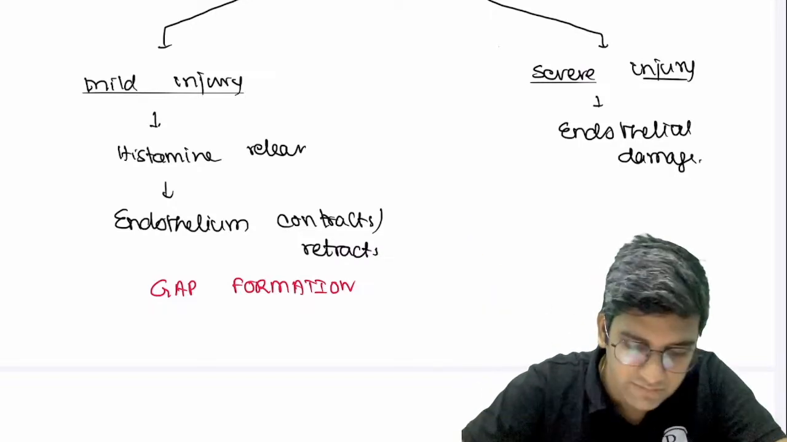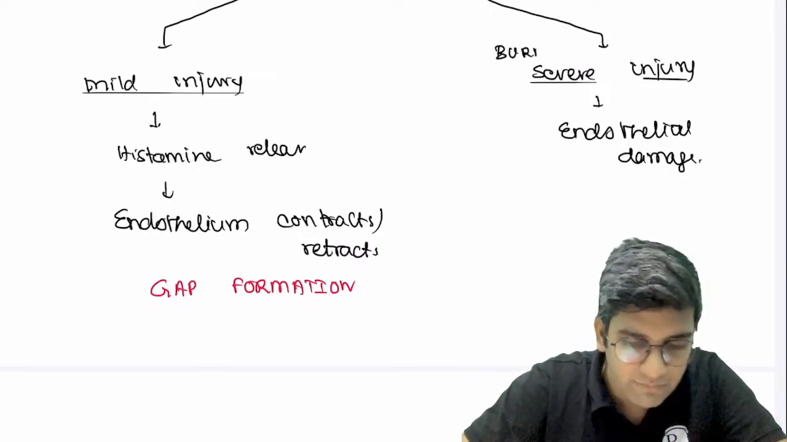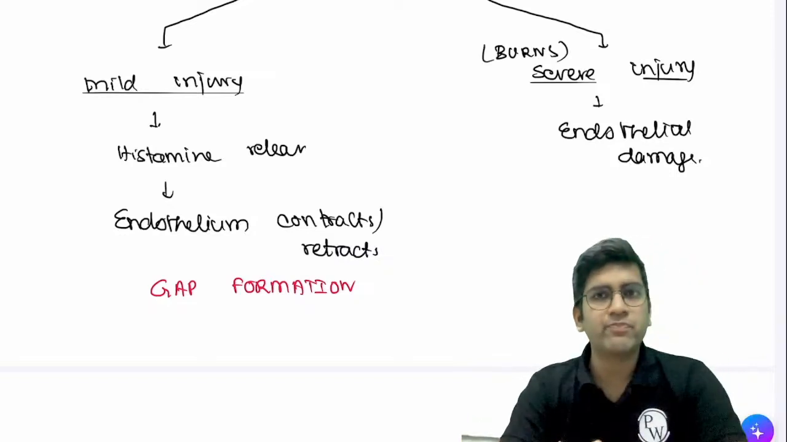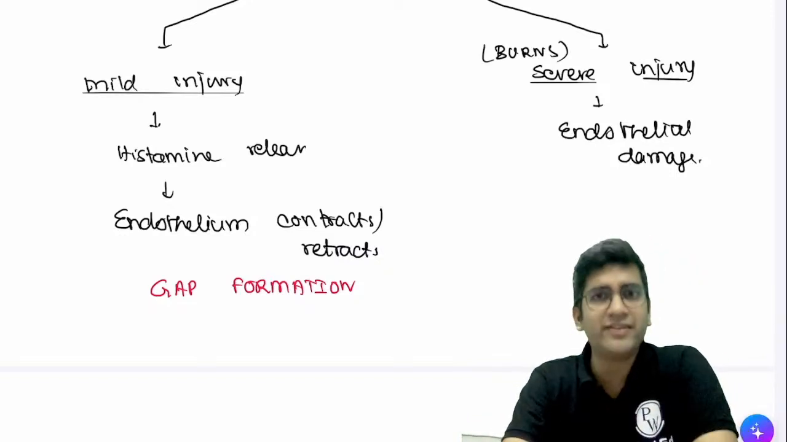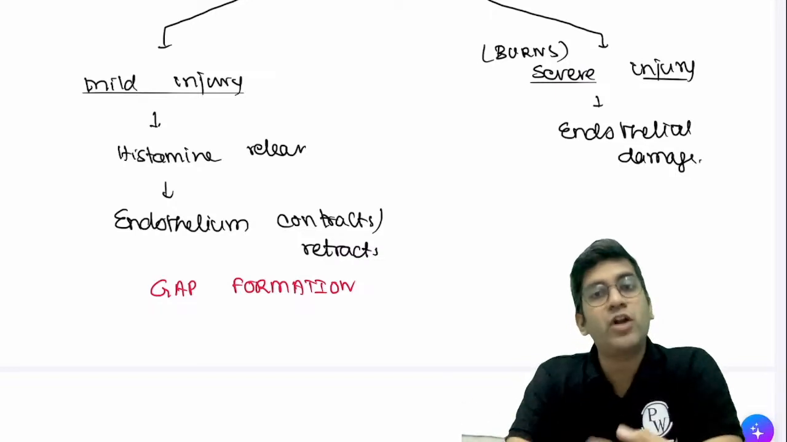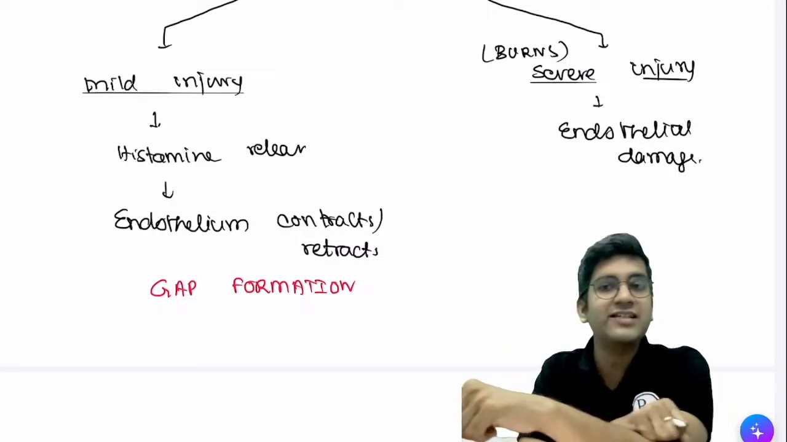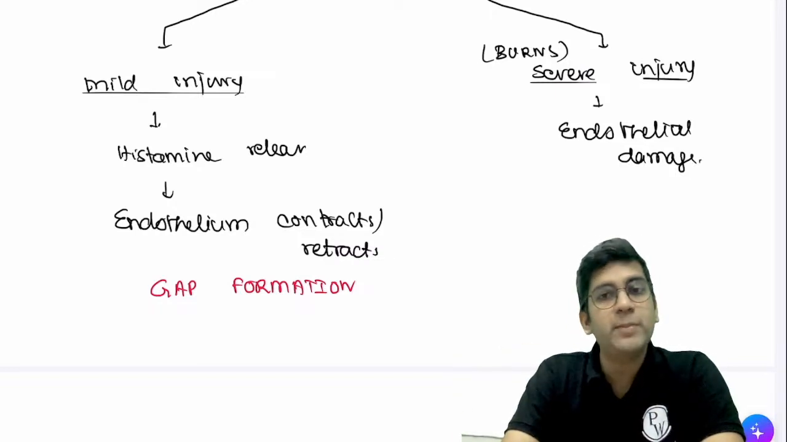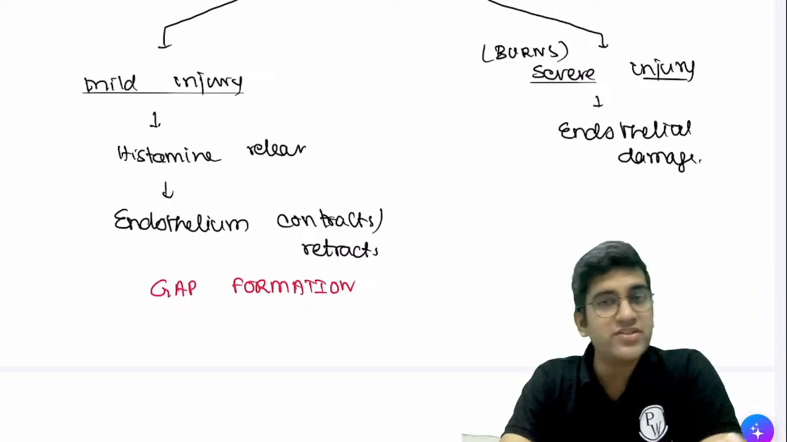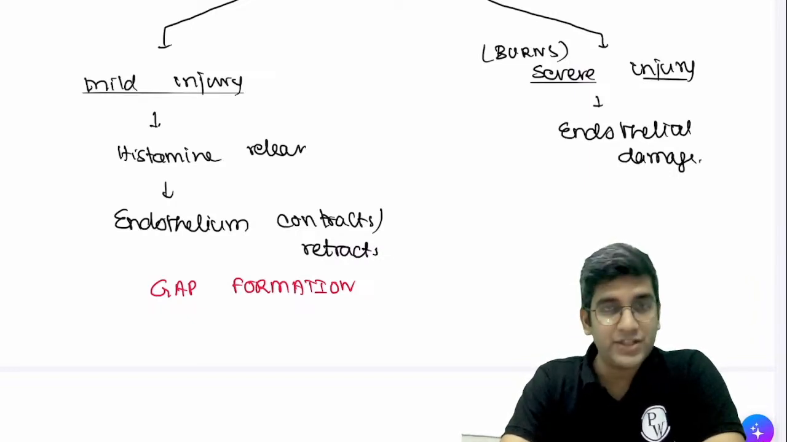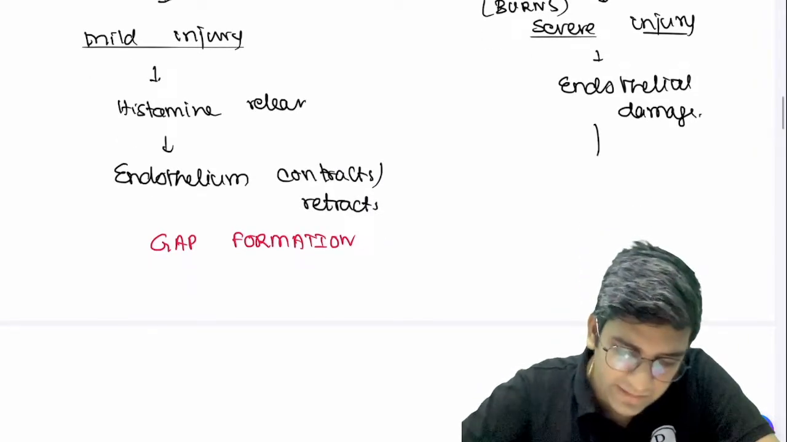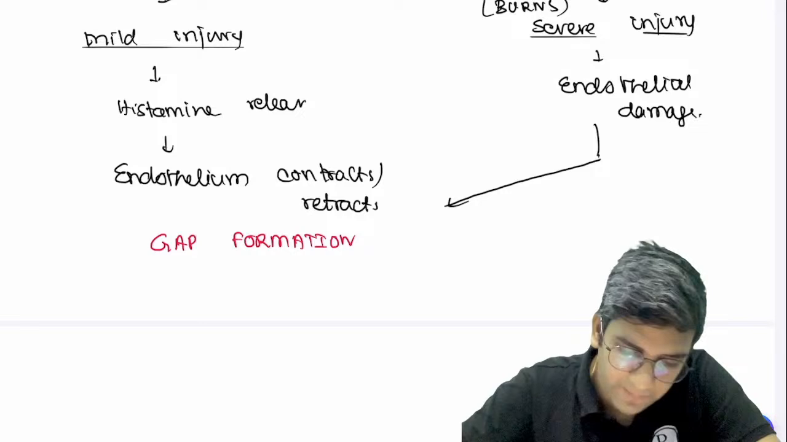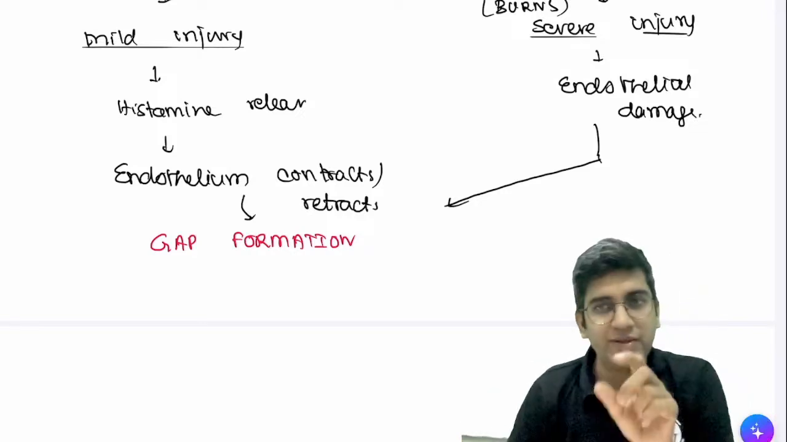An example for it is burns. Can I say burns can easily damage the endothelium? Obviously, a burn can burn my skin, subcutaneous tissue, the entire thing, right? Burns, or you fall down, a road traffic accident, your entire skin tears. Obviously, the endothelium will be damaged, right? So in any case of severe injury, there will be endothelial damage. Based on the severity, the amount of damage also differs, right? Ultimately, be it endothelial damage, reversible or irreversible, or be it endothelial contraction, we will have a gap.